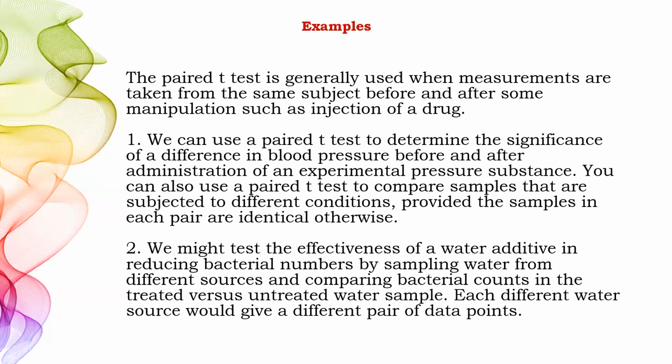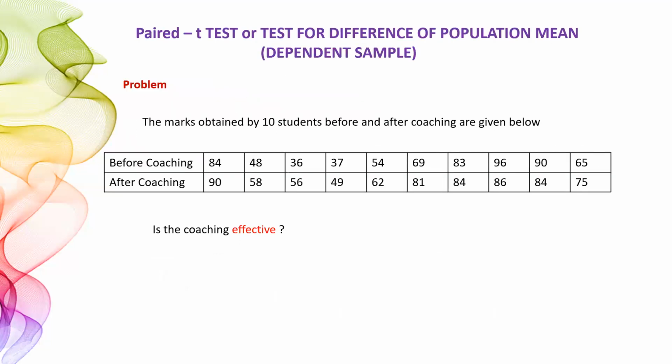So the basic concept is, if we take the sample before the test and after the test, in that case we apply the paired t-test. It will be clearer with this problem. The paired t-test is also known as the test for difference of population means. Here the testing is on dependent samples, because the same subjects are measured before and after, so the values are dependent samples.